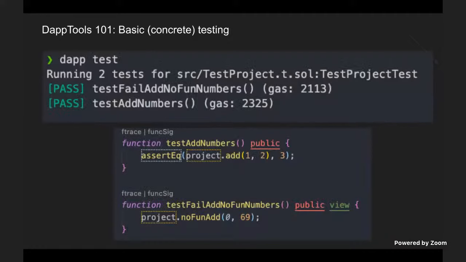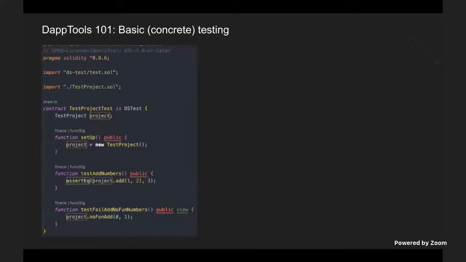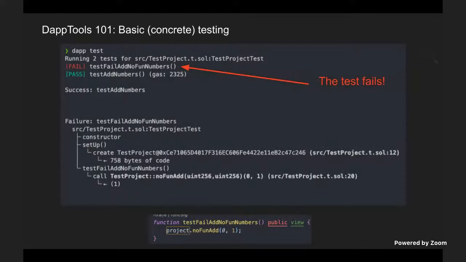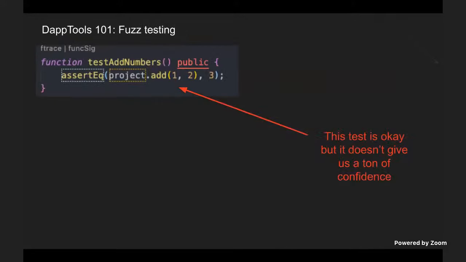So test fail makes the test act in the inverse of a normal test. A normal test will fail if the test reverts or an assertion is violated. Test fail will fail if an assertion is not violated or the test succeeds. And this is demoed here. If we call no fun add 0 plus 1, it won't revert because that's not one of our funny numbers. The test fails because it didn't revert.